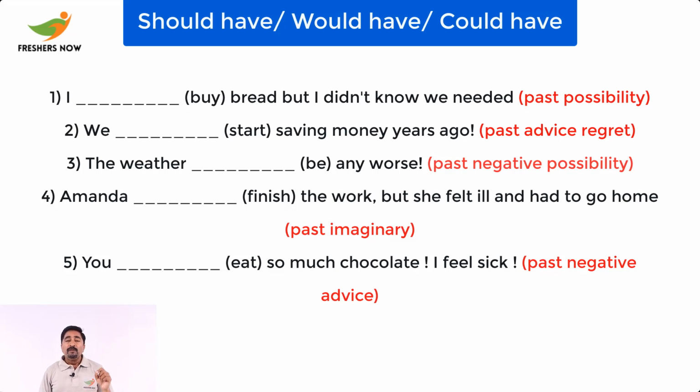The last one: you, and in the braces it is eat, and the blank, followed by so much chocolate. You should say that you felt sick. So you should make a correction here, for example: I, blank, eat so much chocolate, I feel sick. Now you are asked to use past negative advice. Now how are you going to fill them?